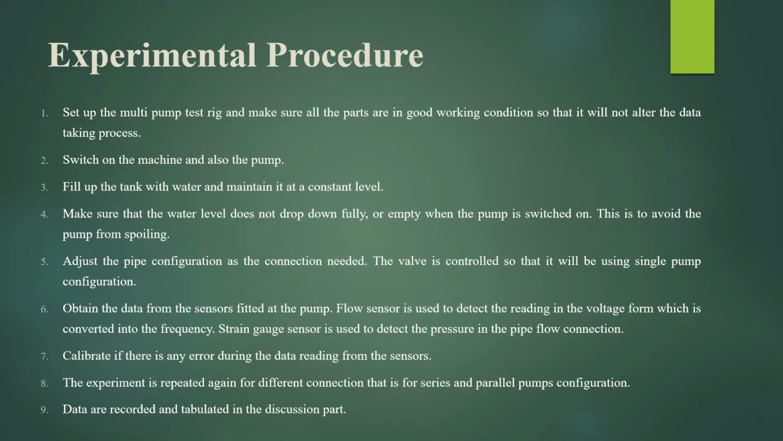Okay, fifth is to adjust the pipe configuration and connect it as the connection needed. The valve is controlled using the single pump and configuration. Okay, sixth is to obtain the data from the sensors fitted at the pump. A flow sensor is used to detect the reading in voltage, which is converted into frequency. And a strain gauge sensor is used to detect the pressure of the pipe flow connection.